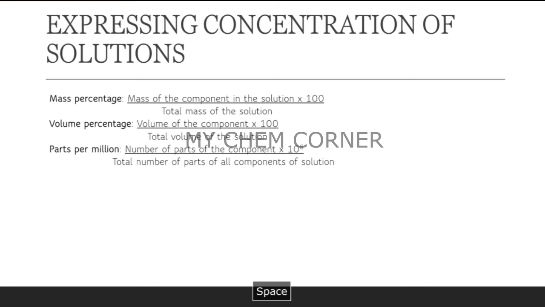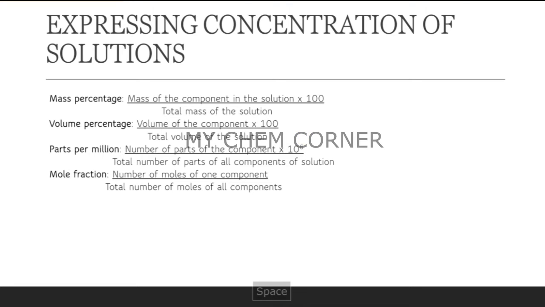Now the next one is parts per million. In this, number of parts of component divided by total number of parts into 10 to the power 6. This is important. Please do not write 100. It is 10 to the power 6. Now, the next one is mole fraction. Mole fraction is again something that we did last year also. It is number of moles of one component divided by total number of moles of all components. We will be doing problems related to it, so it will be easier for us to know it.